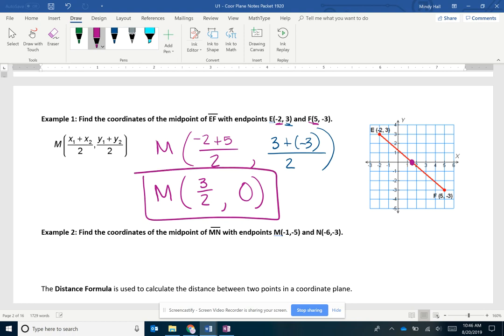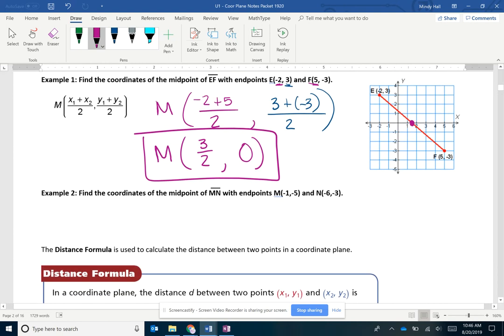So you add the x values of the 2 points that you're trying to find the midpoint of, and then you just divide them by 2. So then I want to find the coordinates of M, N with endpoints -1, -5, and N at -6, -3.